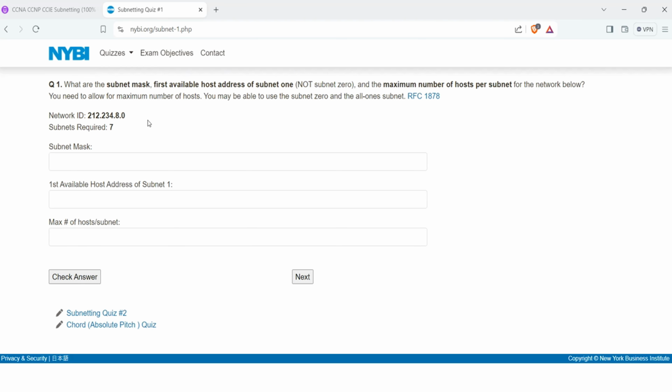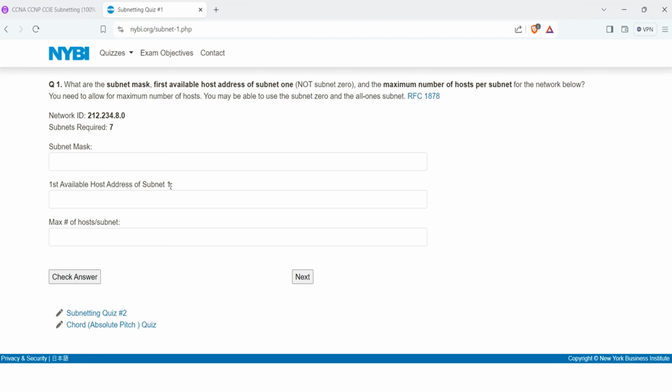This is similar to what we did at the beginning. So look, this is a class C. They want to know what is the subnet mask, what is the first host of subnet 1, and what is the maximum number of hosts per network. You see, it doesn't say subnet 0. Why? Because if it says subnet 0, we always start with a 0. It's like we don't know what we're doing.